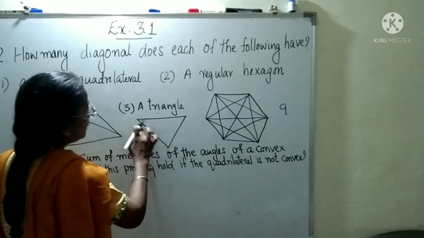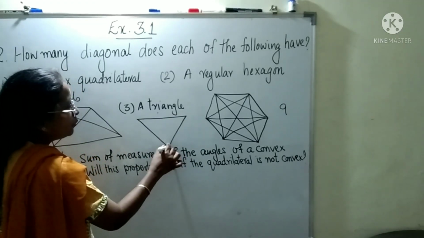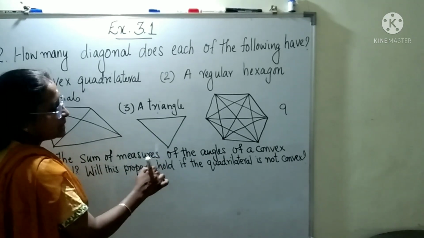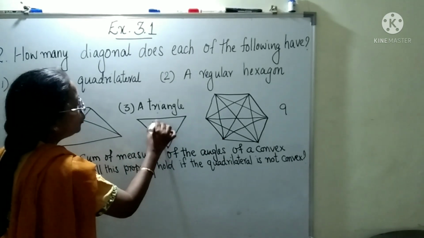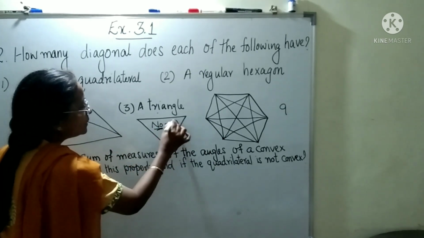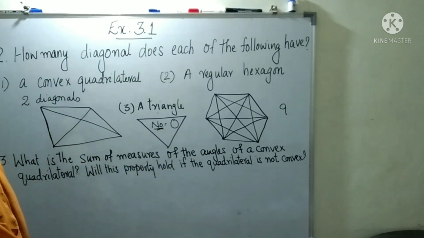Now here 1, 2, 3. So from here if you draw, no opposite vertices are there. So there is no diagonals. Or you can say there is 0 diagonal for a triangle.